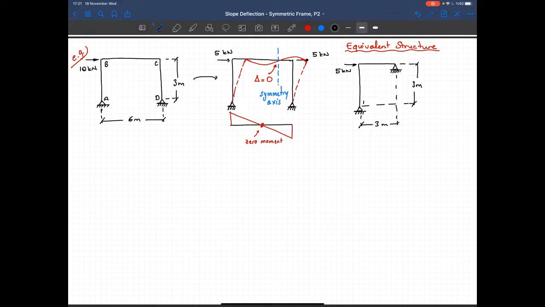And let's put some labels. Again, that's point A, B, and point E. Now, instead of analyzing this structure, now I will work on this one. Now, let's do the discretization.